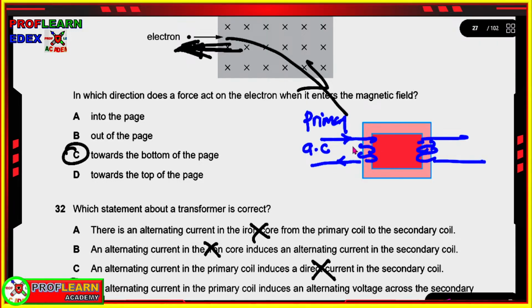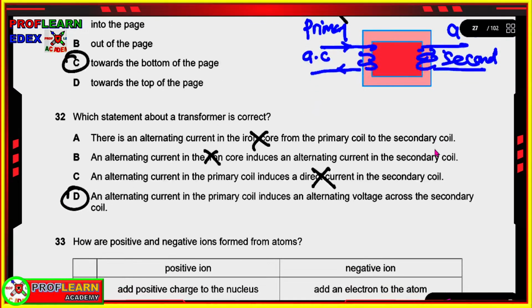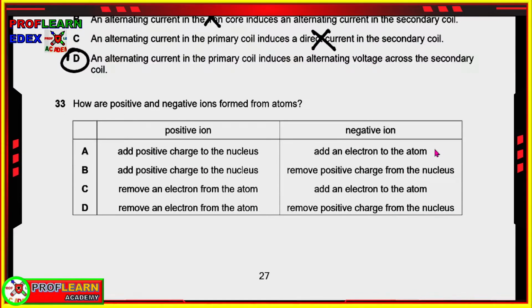it creates magnetic fields which are constantly changing size and direction. When those fields cut through the secondary coil, an EMF is induced in the secondary coil, and the output is also alternating. Because the field will be changing size and direction, the EMF induced in the secondary coil will also be changing size and direction.